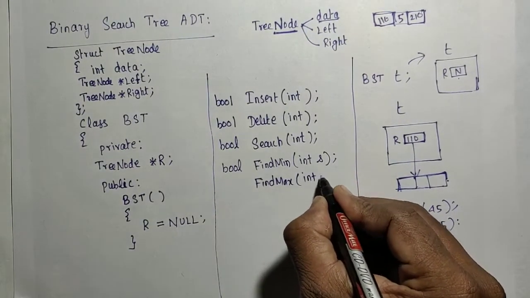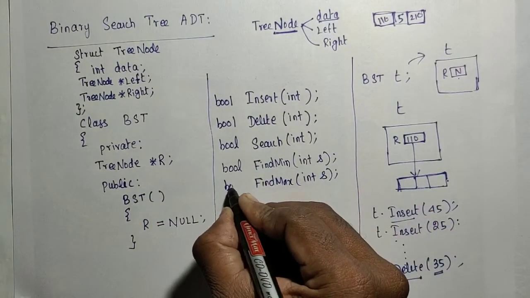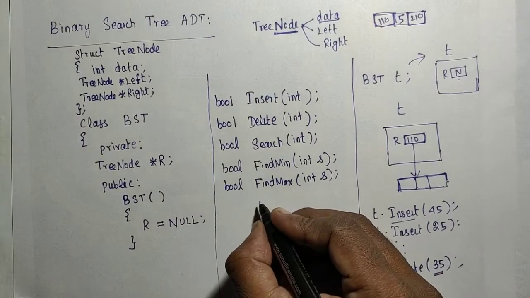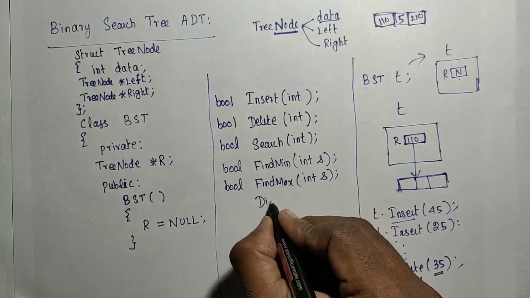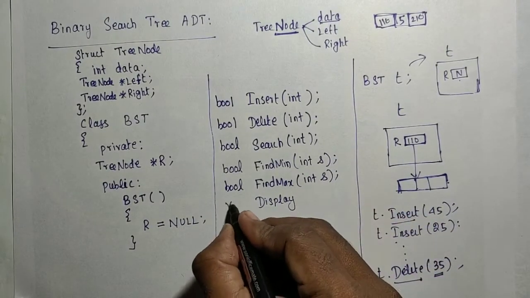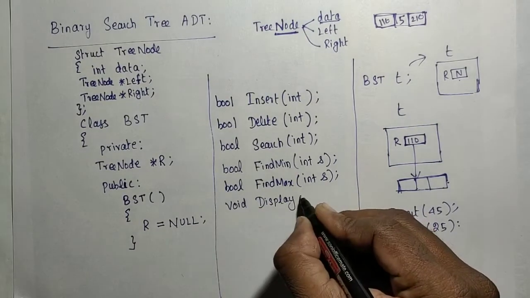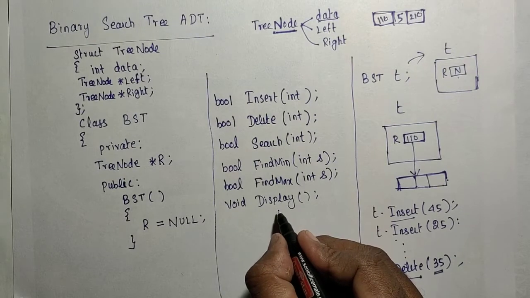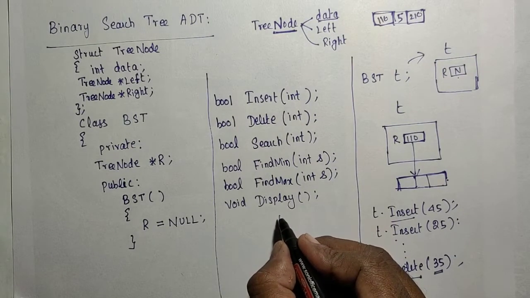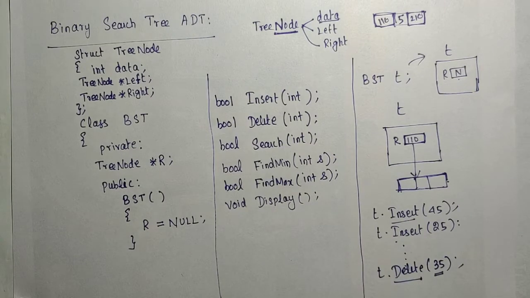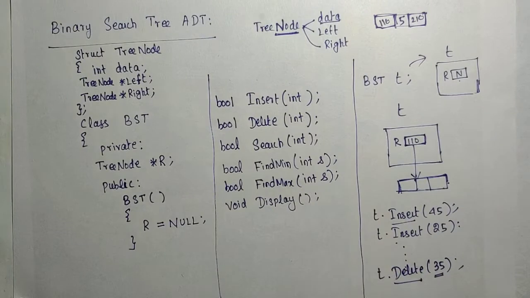Similarly, find max. Here also there is an output variable, and then boolean as the output. The next is the display. Display means it is just going to print the value, so void, and there is no input. Here we need to use the in-order traversal. The display function just calls that in-order traversal. How to design that in-order traversal recursively, I will explain.